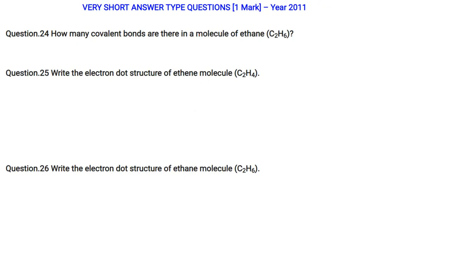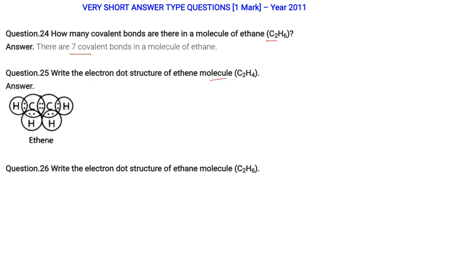How many covalent bonds are there in a molecule of ethane C2H6? There are 7 covalent bonds. Write the electron dot structure of ethene molecule C2H4. So this is C2H4. This is C, and we have 2 H on each carbon, and then we have 2 shared pairs between the carbons. So like this, this is the formation. So this carbon takes 8 electrons, and now this one also takes 8, like this.